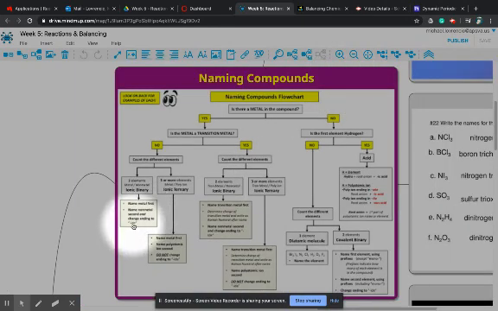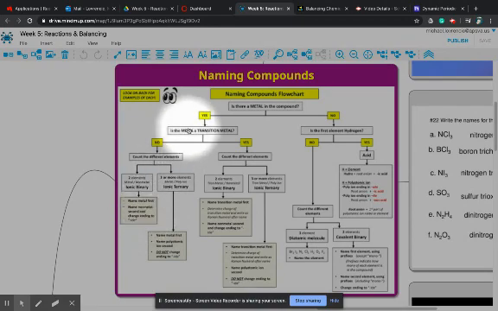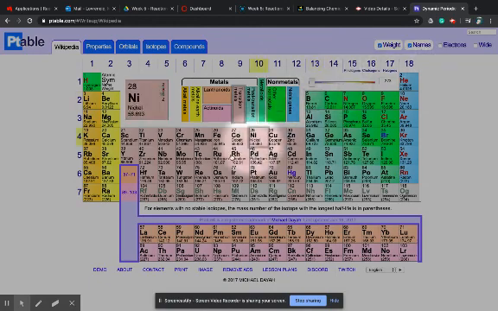And change the ending of the nonmetal to IDE. Now, if the metal is a transition metal, that's when you have some things you have to worry about. Because if it's a transition metal, remember where the transition metals are. Transition metals are these substances here.